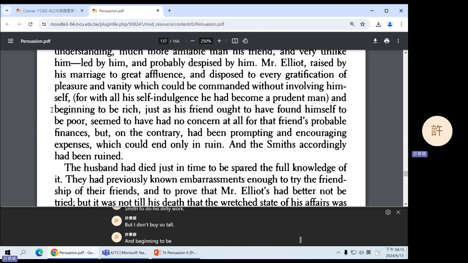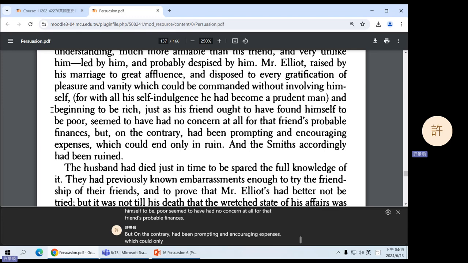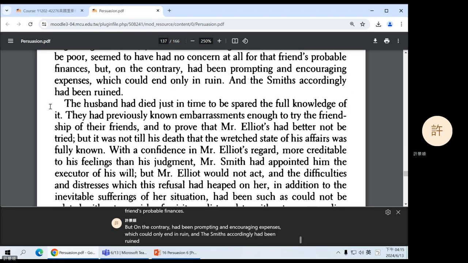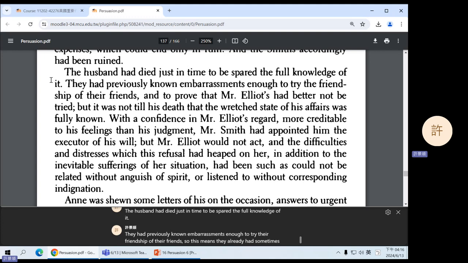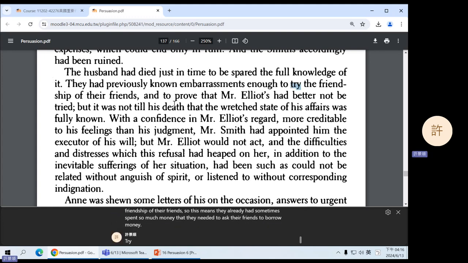And beginning to be rich, just as his friend ought to have found himself to be poor, seemed to have had no concern at all for that friend's probable finances, but on the contrary, had been prompting and encouraging expenses which could only end in ruin. And the Smiths, accordingly, had been ruined. The husband had died just in time to be spared the full knowledge of it. They had previously known embarrassments enough to try the friendship of their friends. So this means they already had sometimes spent so much money that they needed to ask their friends to borrow money. Try means test.